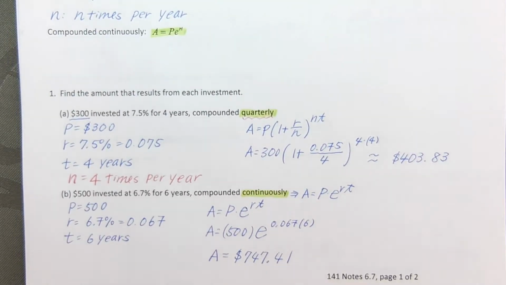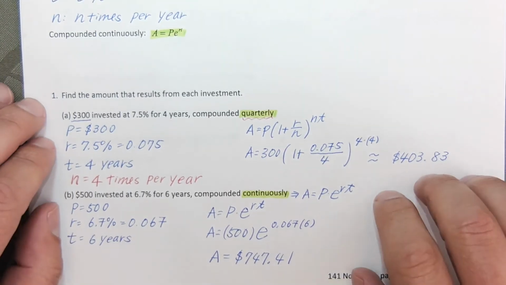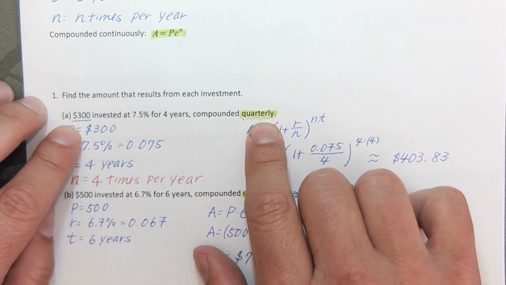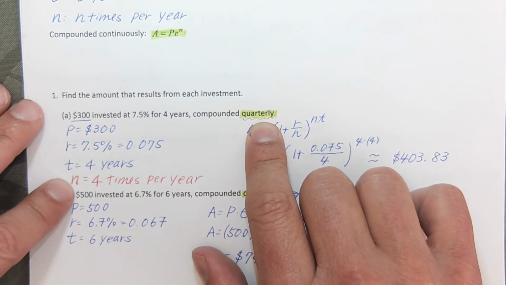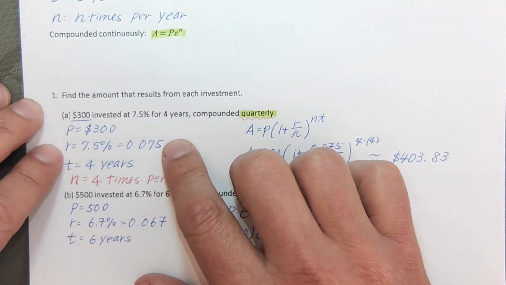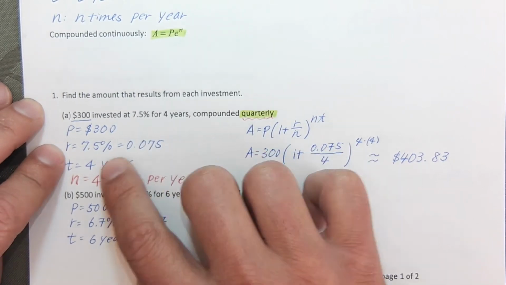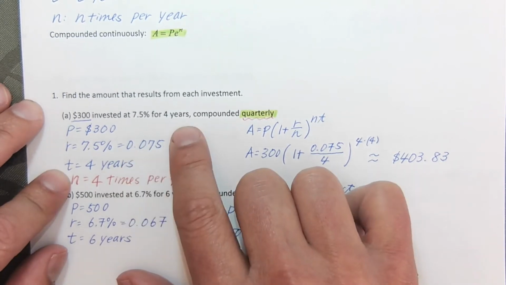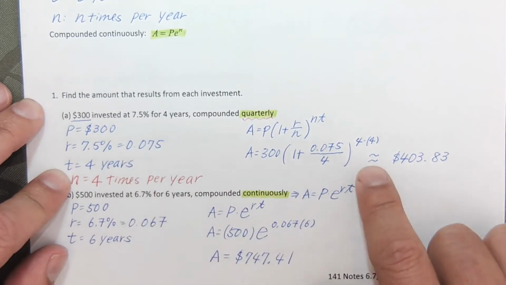So we have two examples here. First off, we're going to be compounded quarterly. That means N is 4 in that case. The original principal is $300. The interest rate is 0.075. We convert from 7.5% to a decimal. And for 4 years. And we dump it into here.